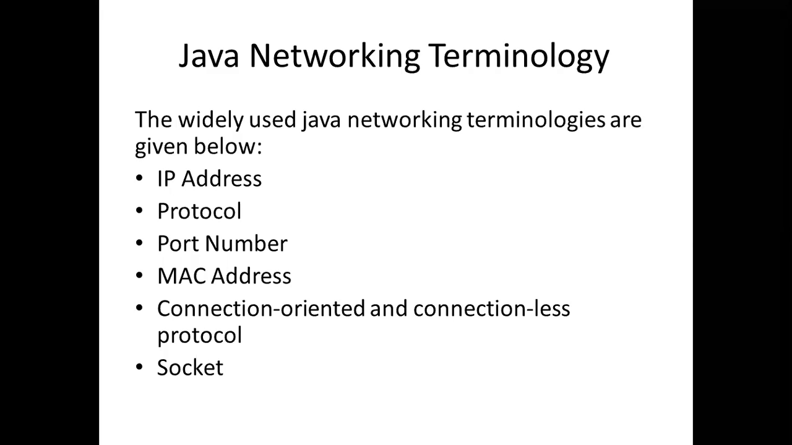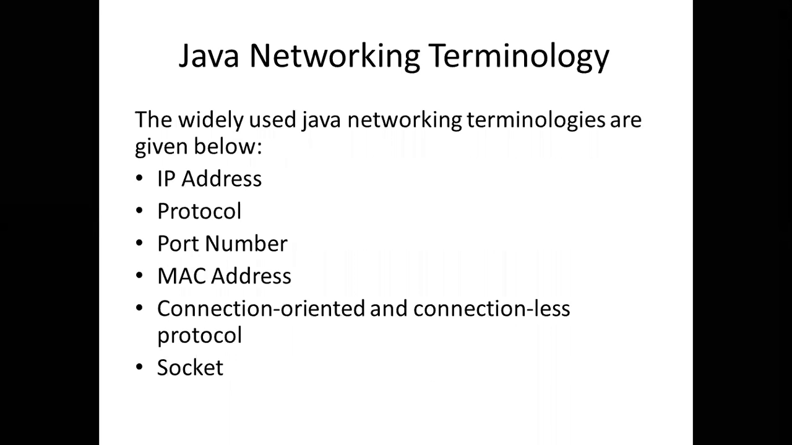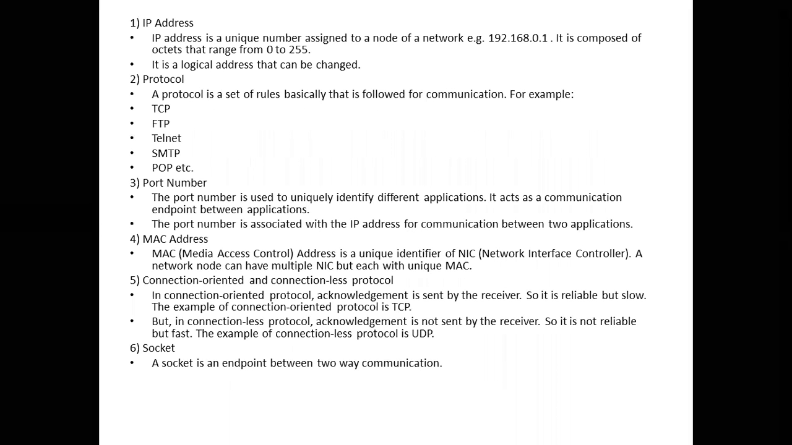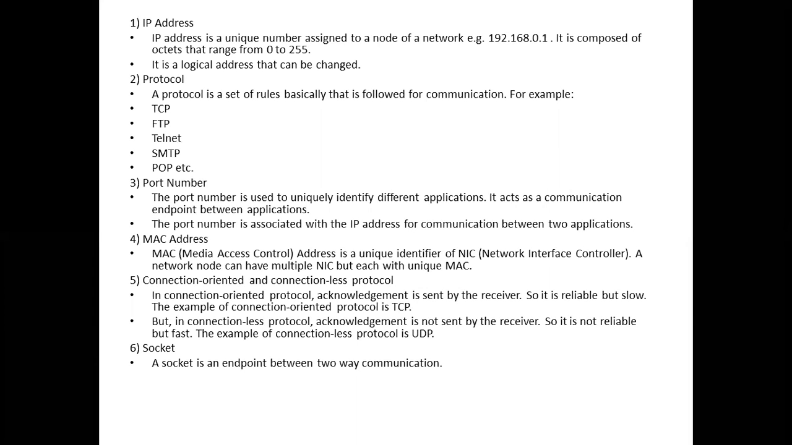Like we have an IP address, protocol, port number, MAC address, connection oriented and connectionless. I hope you are clear with all these things, because you have done them many times in your previous subjects, or in different topics you have studied. But still we will have an overview of what the IP address is. That is a unique number assigned to a node of a network. When we talk about a node, it means a system, a computer that is available on a network. So that is regarding the IP address.